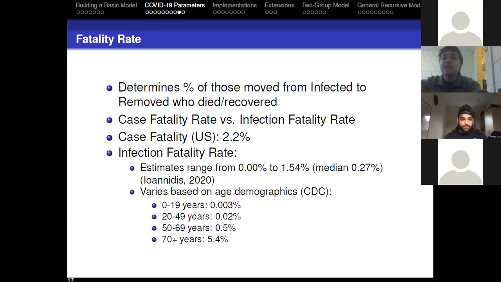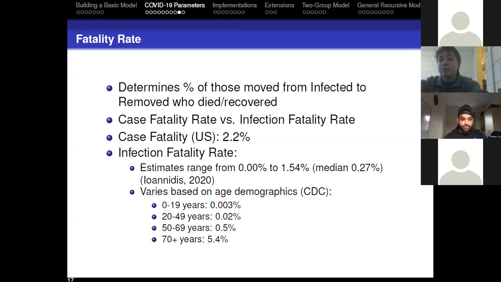And this also is influenced by the undocumented cases that I talked about earlier, because if you look at case fatality rate, which is just the total number of deaths over the total number of reported cases, that is around 2.2% in the US. But since there's a large number of cases that are not counted, it's better to look at infection fatality rate, which has to be estimated because we don't know the exact number of infected people. And so estimates range from 0 to 1.54% of all cases, and the median is 0.27%.